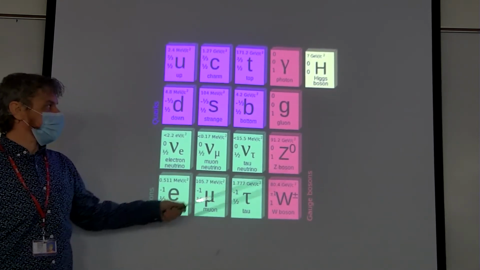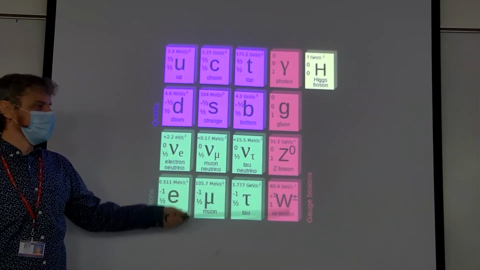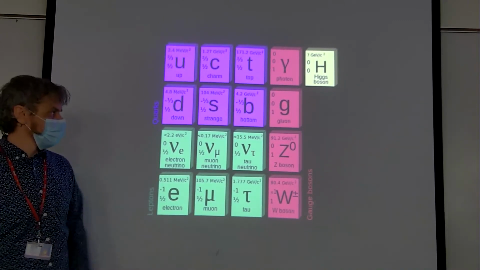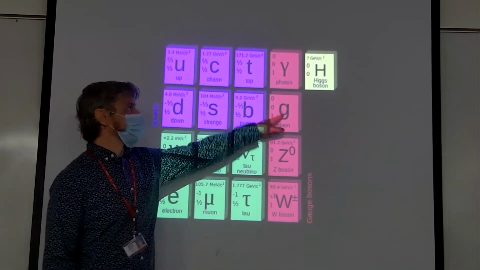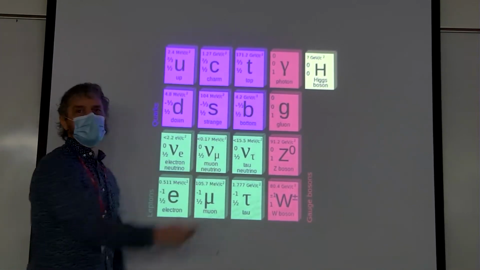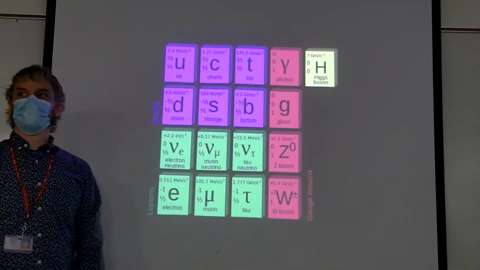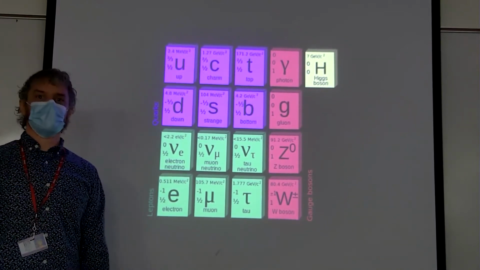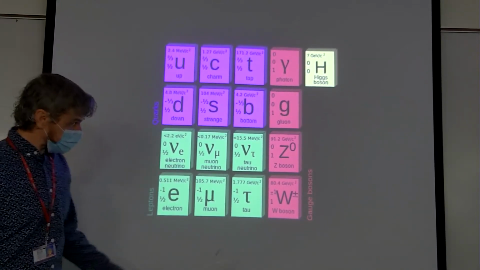You got the gauge bosons here. These two are the mediators for the weak nuclear force. The gluon is the force mediator for the strong nuclear force. The photon itself is what light is, but it's also the force-mediating particle for the electromagnetic force.